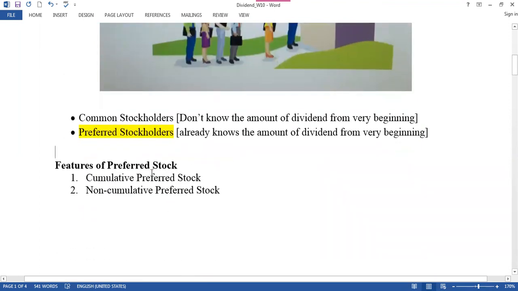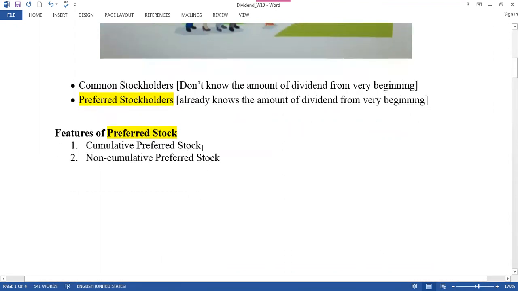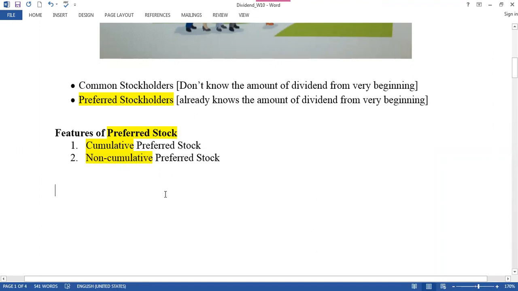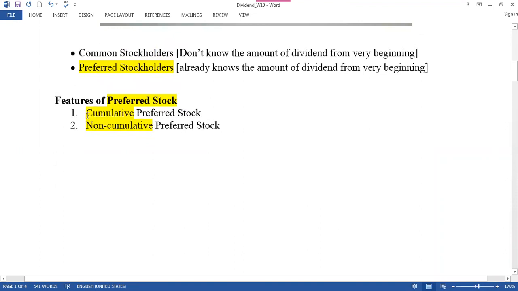Now we see that preferred shareholders have two classifications. Although you are a preferred shareholder, you belong to another two groups. One is called cumulative preferred stock, and another is called non-cumulative preferred stock. That means two classifications for the preferred stock. Now we have several differences between cumulative preferred stock and non-cumulative preferred stock that we are going to see now.